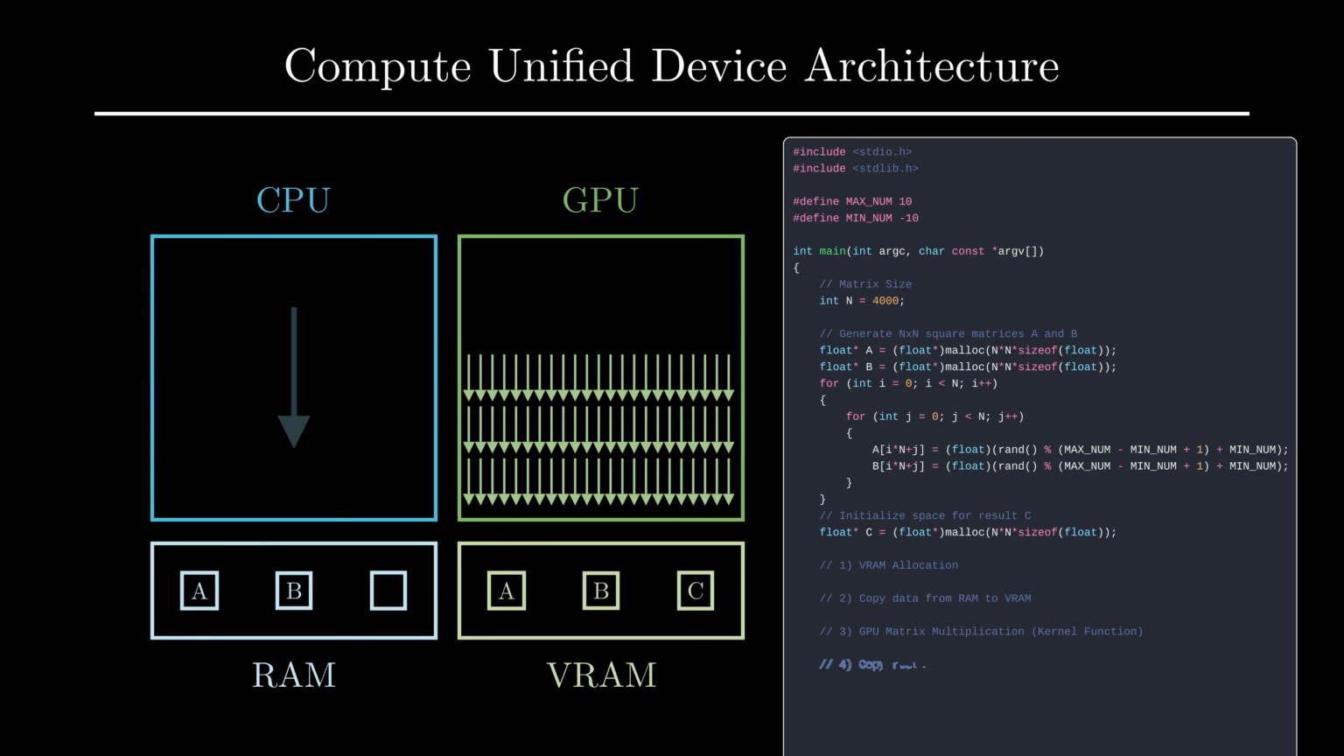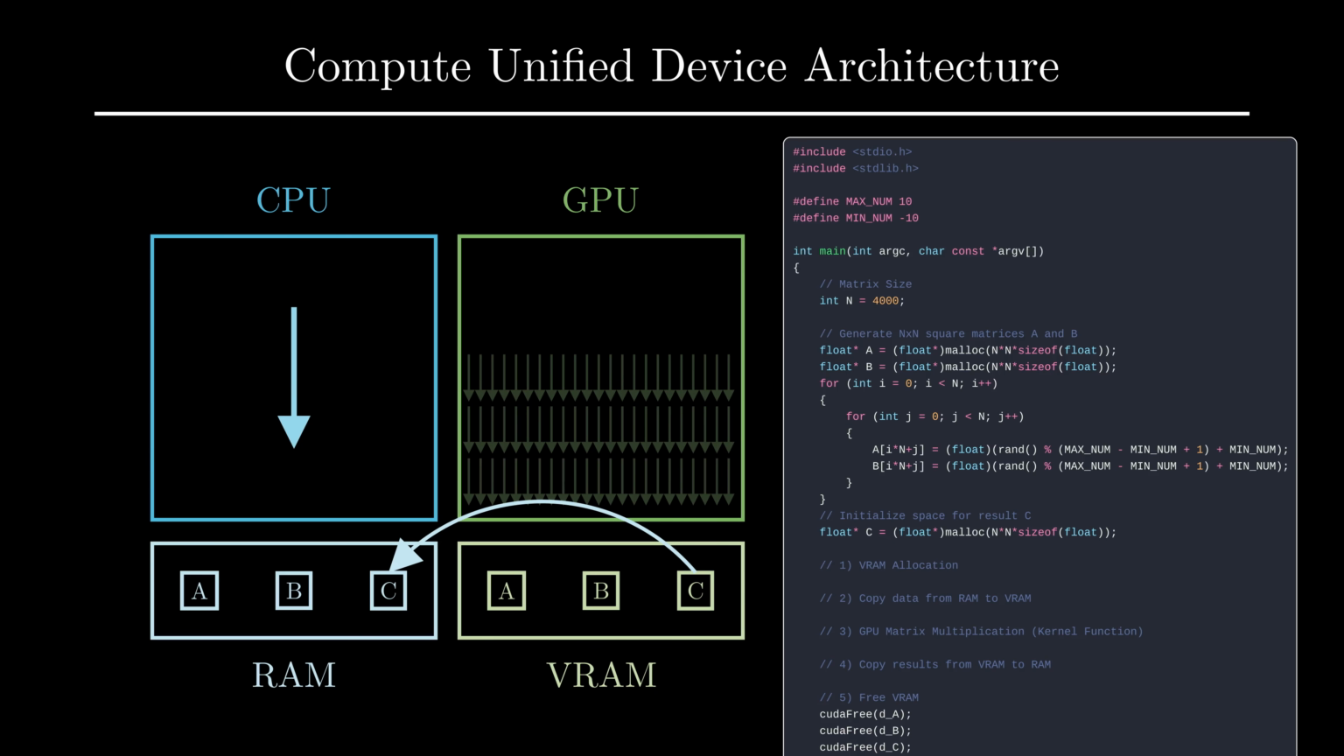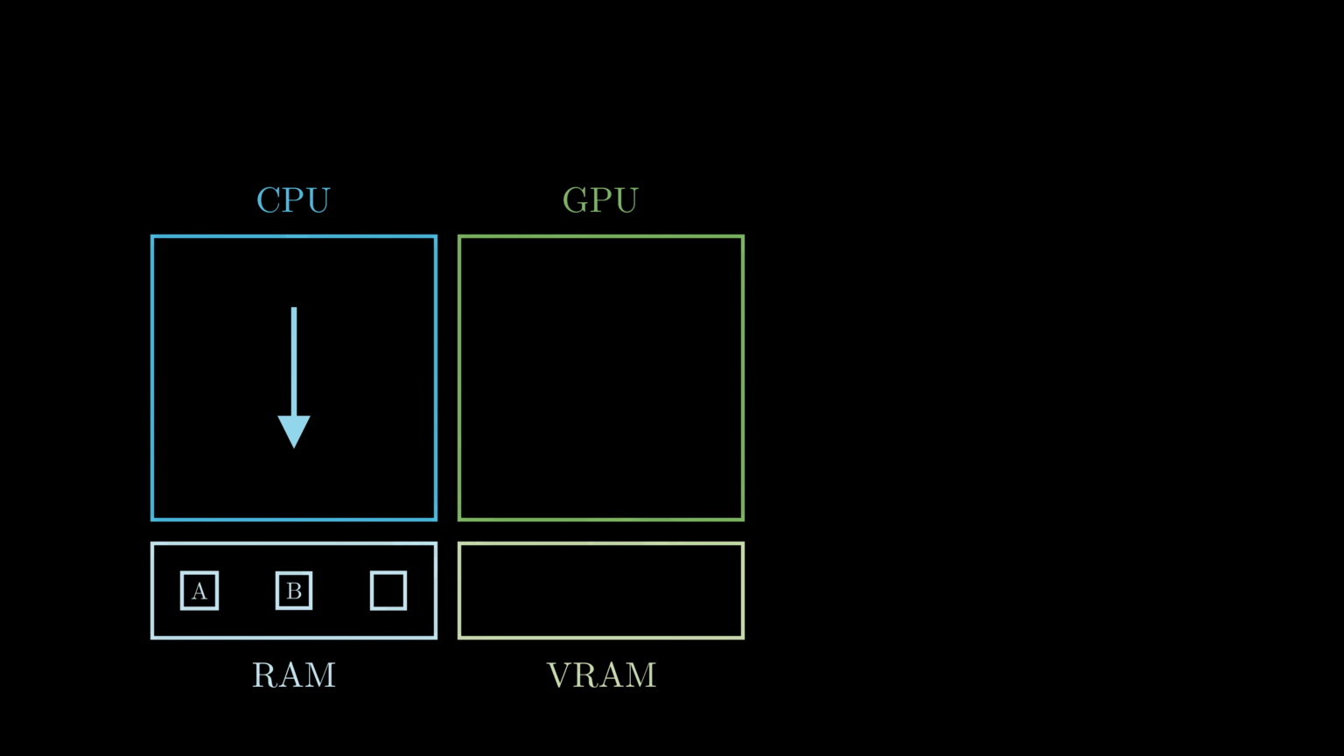The CPU thread then fetches the results from VRAM and puts it into RAM, where the user can either print the results or perform further operations. Let's now look at each of these steps in detail. At the start of this simple C program, I randomly initialize the input matrices and allocate memory for the output, which is all done on RAM using a single CPU thread.